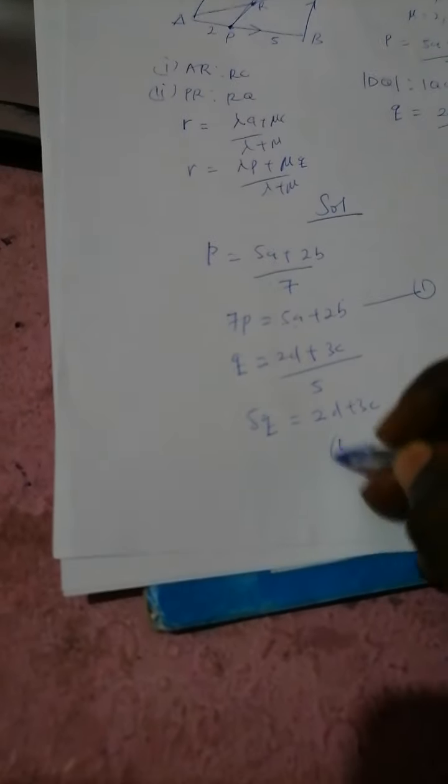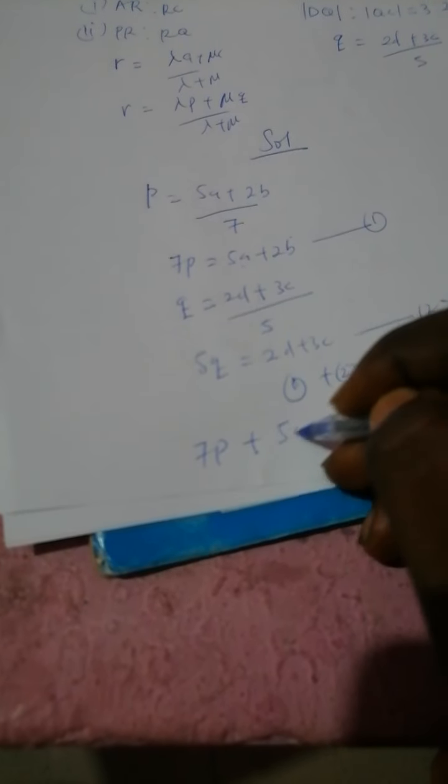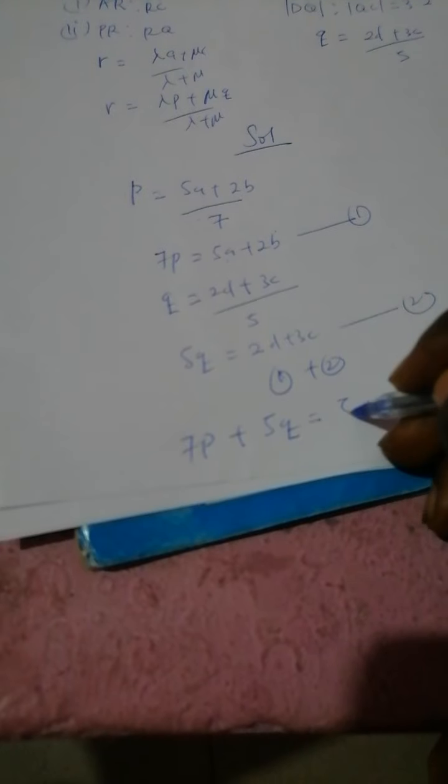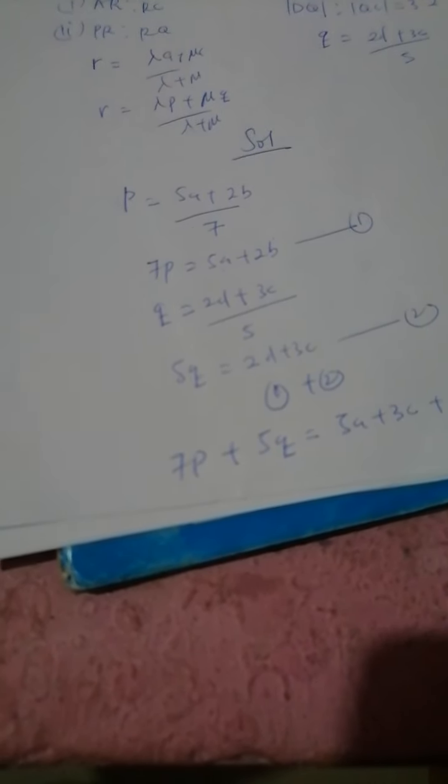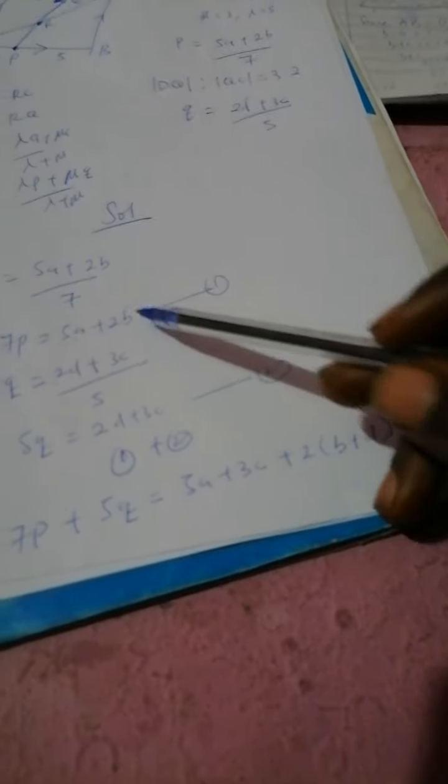So let's sum equations 1 and 2 together. So we have 7P plus 5Q equal 5A plus 3C plus 2 into bracket B plus D. That means you have 2B plus 2D. Just factor the 2 out.